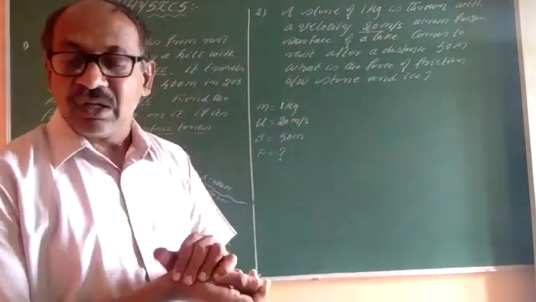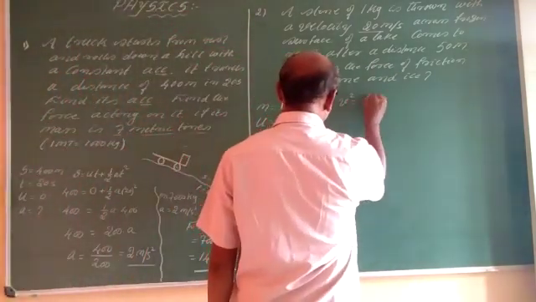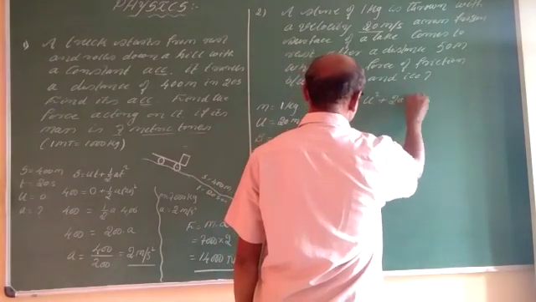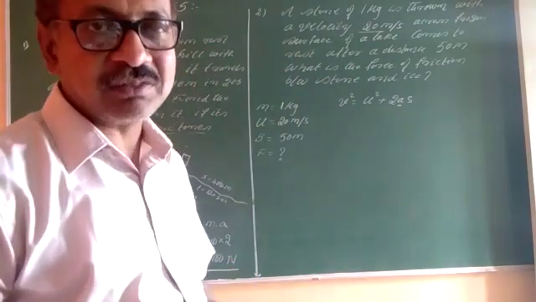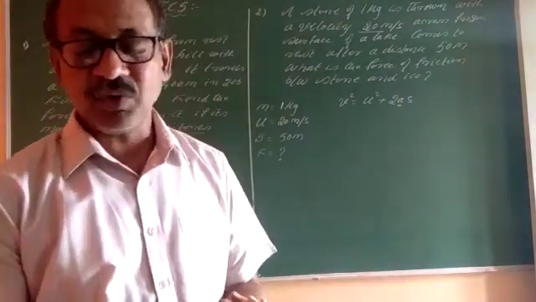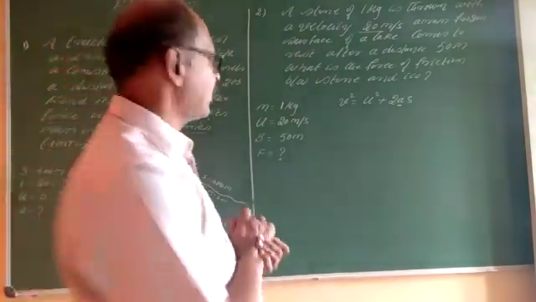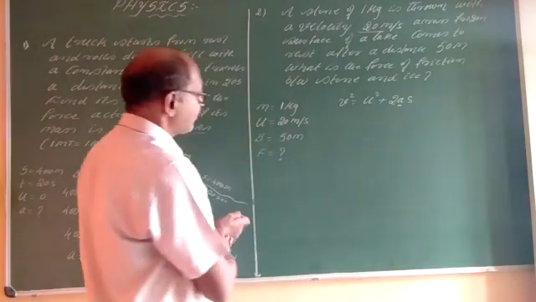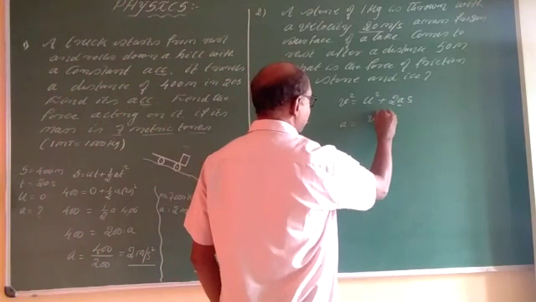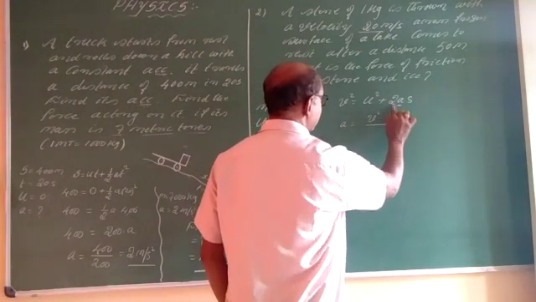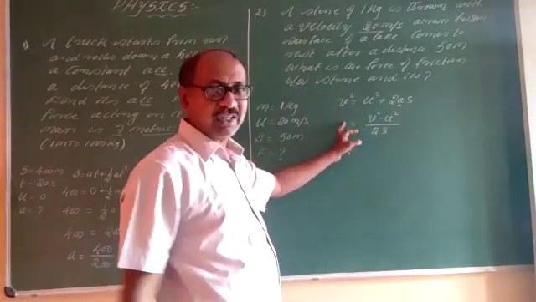Now let us analyze like this. We have one formula, V square is equal to U square plus 2AS. With the help of this, I can find the acceleration of the body first. Before we study the force, we need to find the acceleration first. So A is equal to V square minus U square divided by 2S. I changed the subject of the formula to find A.